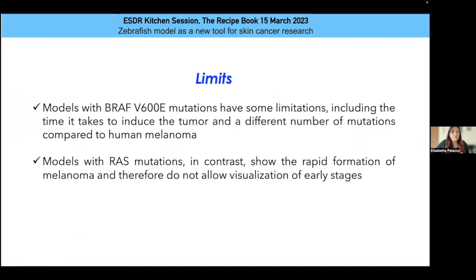We have some limitations. For example, models with BRAF mutation take a long time to induce the tumor, and they may have a different number of mutation steps as compared to human melanoma. While zebrafish with RAS mutation show rapid formation of melanoma, they need 4 weeks, and therefore we will not be able to visualize the early stages.